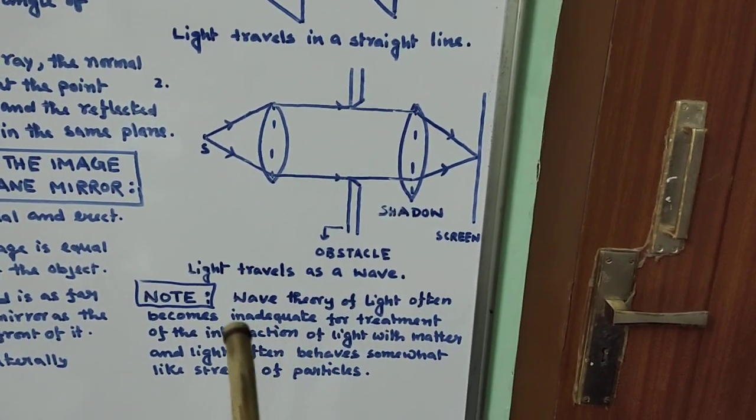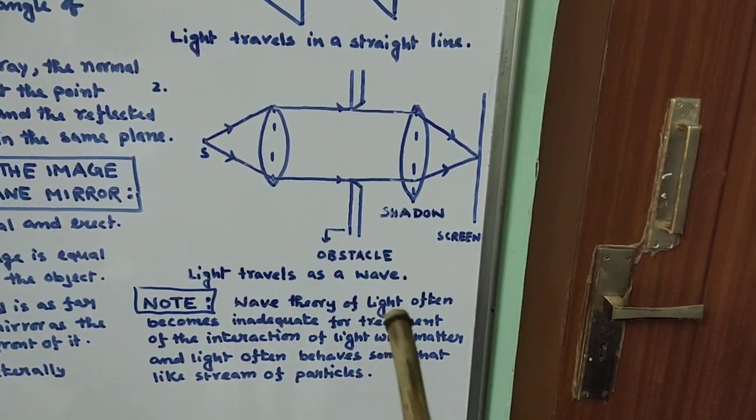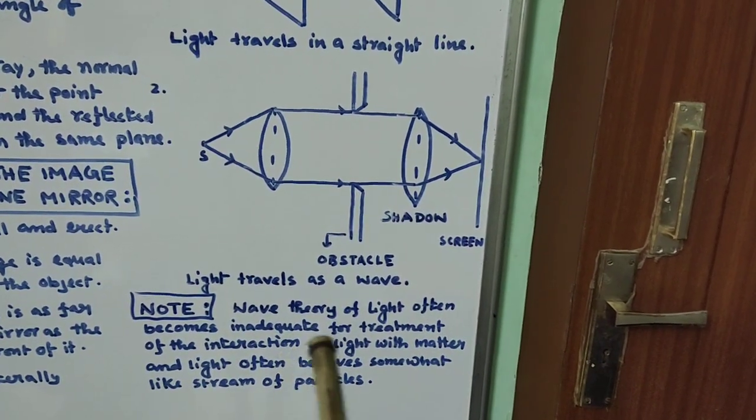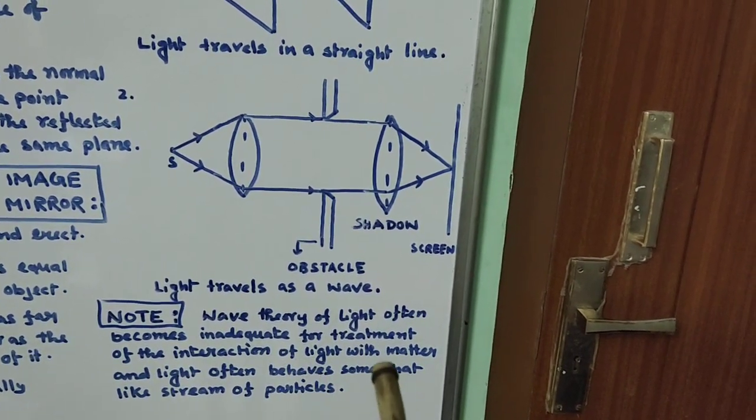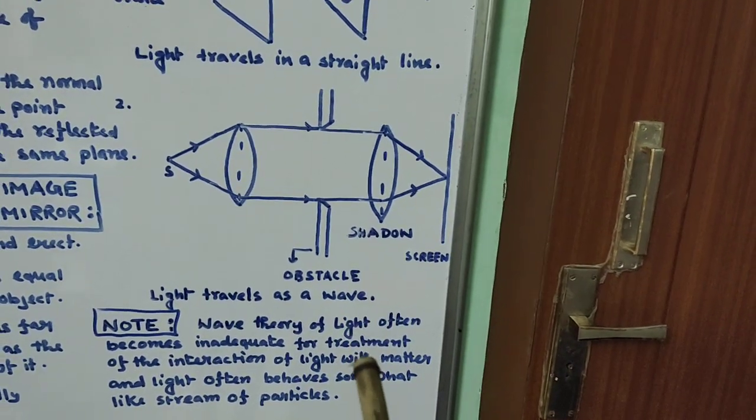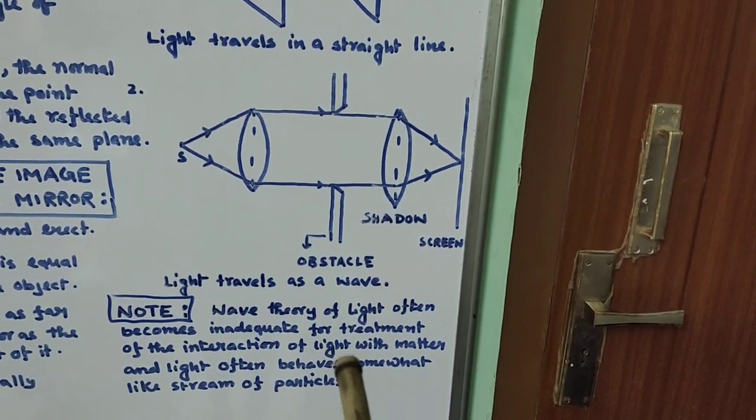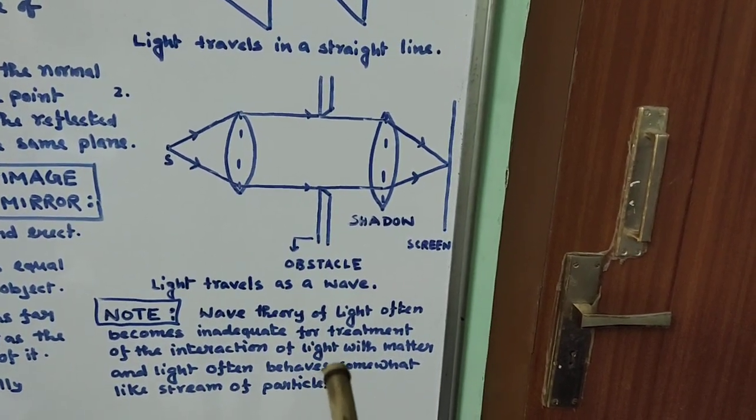Now let us go through the note part. The note explains that the wave theory of light often becomes inadequate for treatment of the interaction of light with matter. So definitely all theories have limitations. So wave theory also has this limitation. It does not explain the interaction of light with matter.